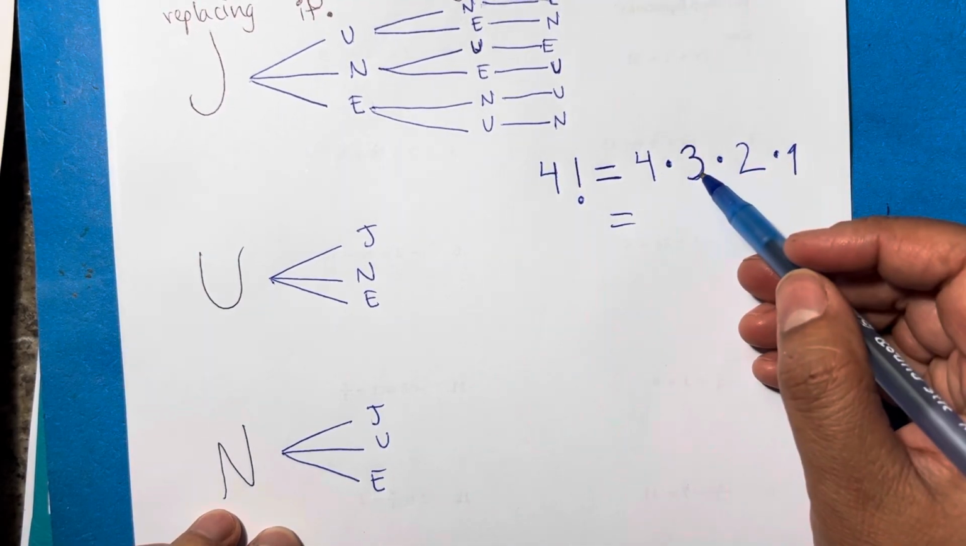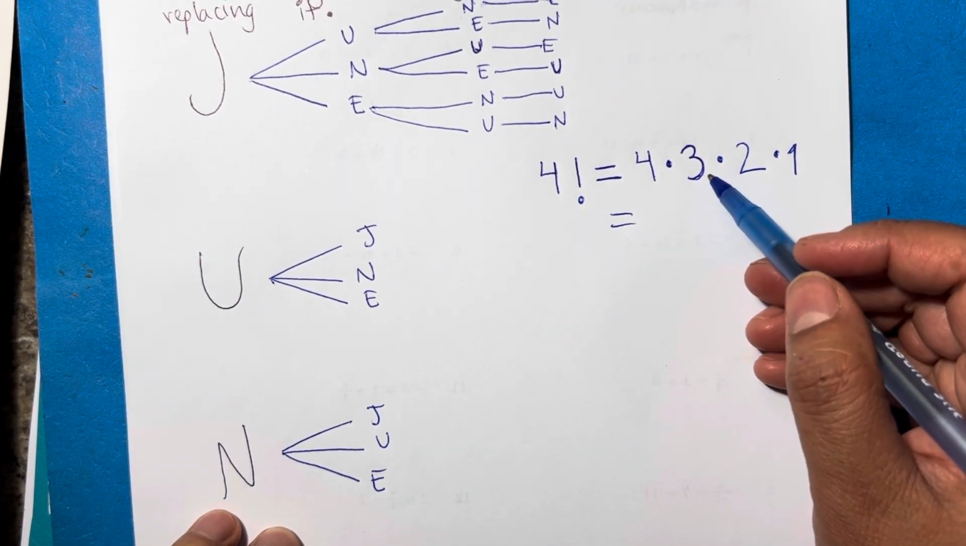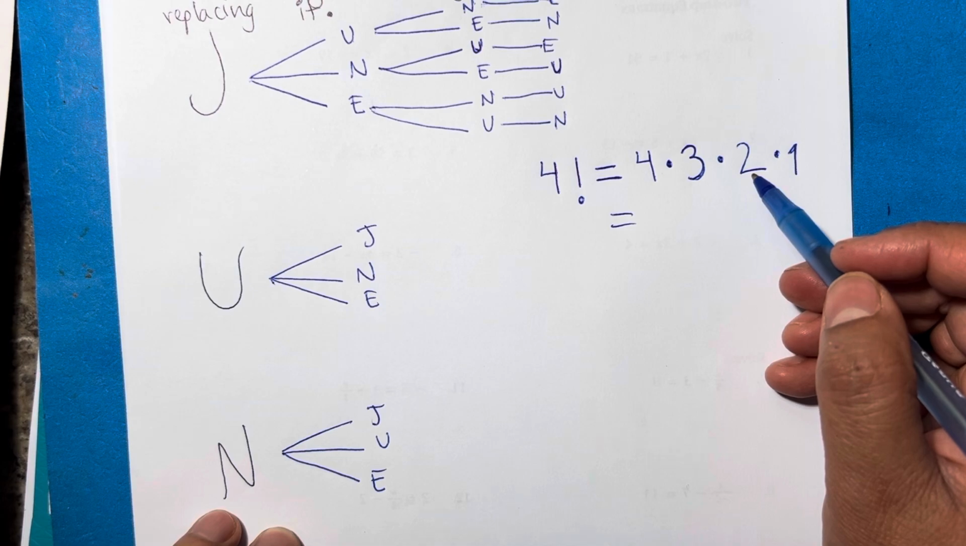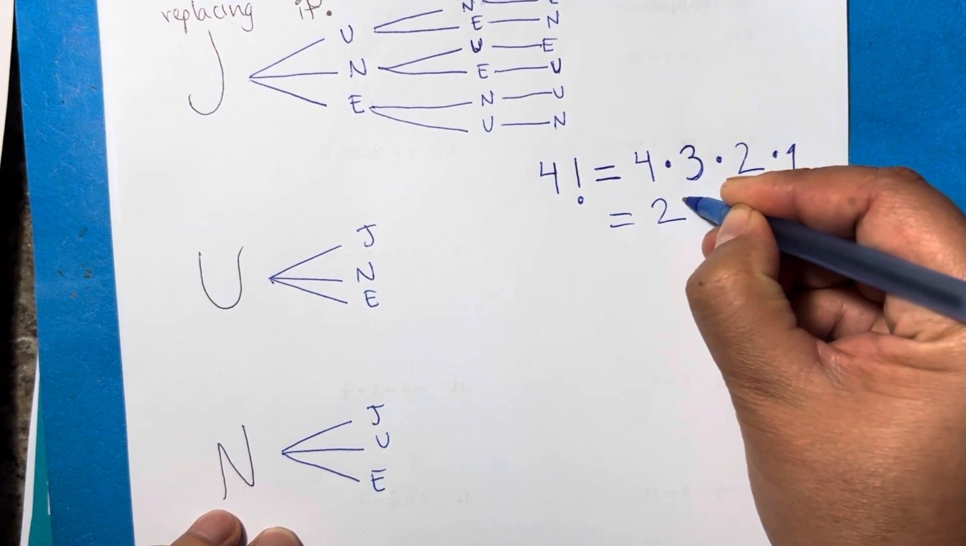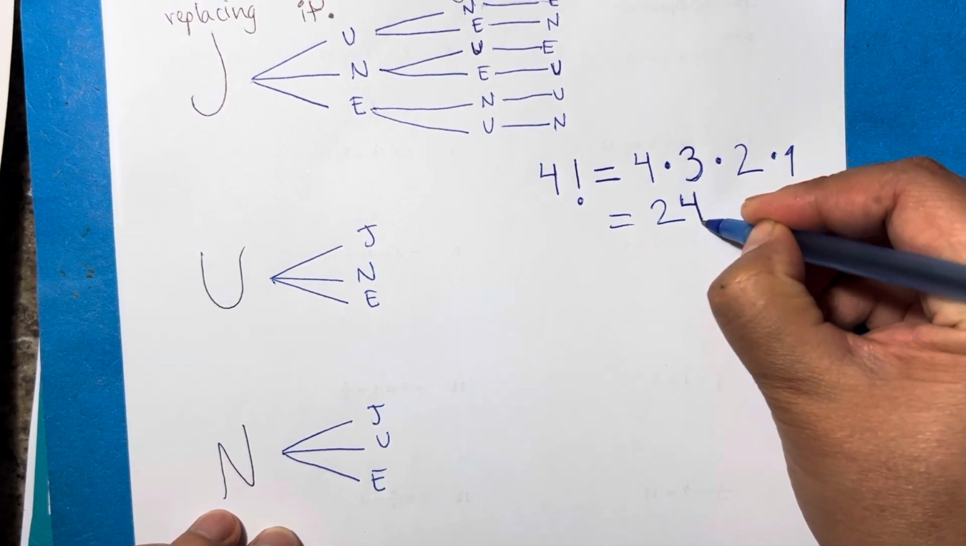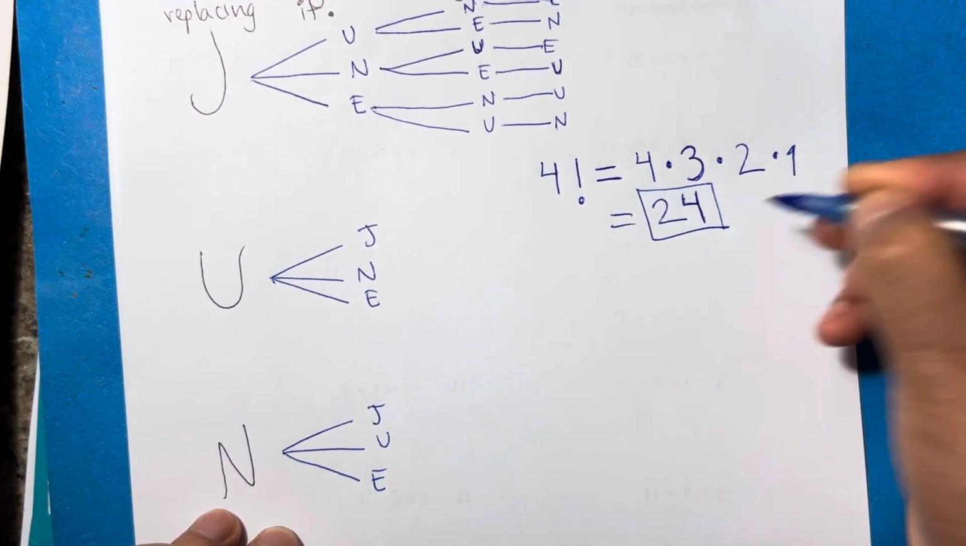And 4 times 3 is 12. 12 times 2 is 24. 24 times 1 is 24. So there are 24 possible outcomes. Now, let me say that sometimes we're able to arrange all the letters. Sometimes they ask you to arrange only the first two letters. So let me show you both.